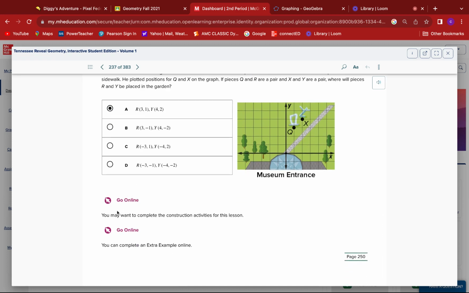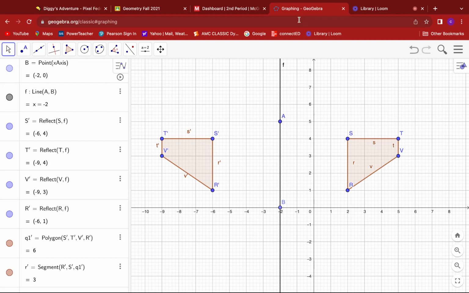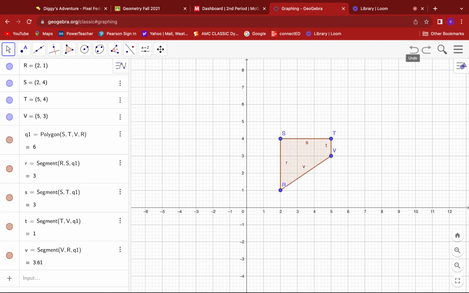It looks like we've got another online activity. A couple of online activities for extra examples if you guys want to try that. All right, your practice is coming up, but I'm not going to cut the video off yet. I want to make sure you guys understand the reflection across the x-axis, y-axis, and origin.